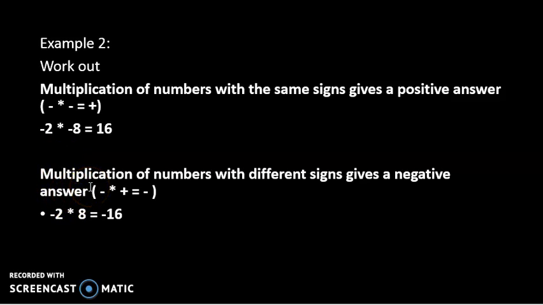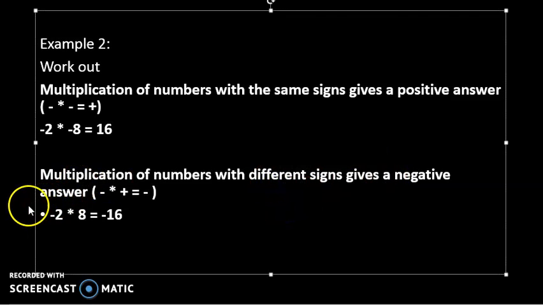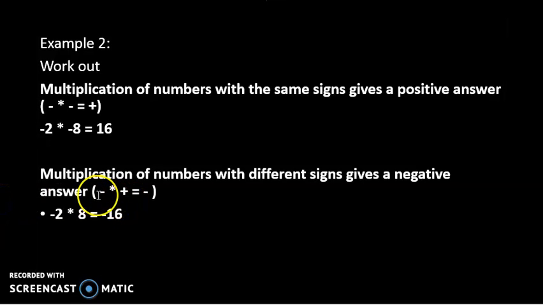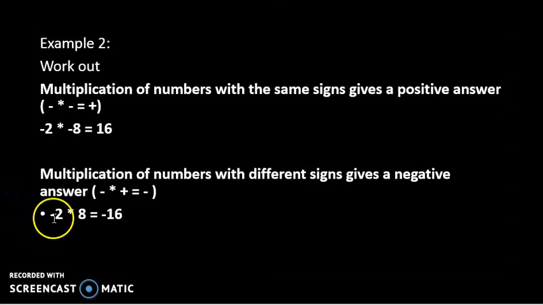Okay, what about if you're multiplying two numbers but with different signs? In this case, I would say the final answer would be a negative. If I multiply one number that is negative and the other number is positive, my final answer should be a negative. For example, if I have negative 2 times 8, because they are different, this one is negative, this one is positive, the final answer will be a negative 16.